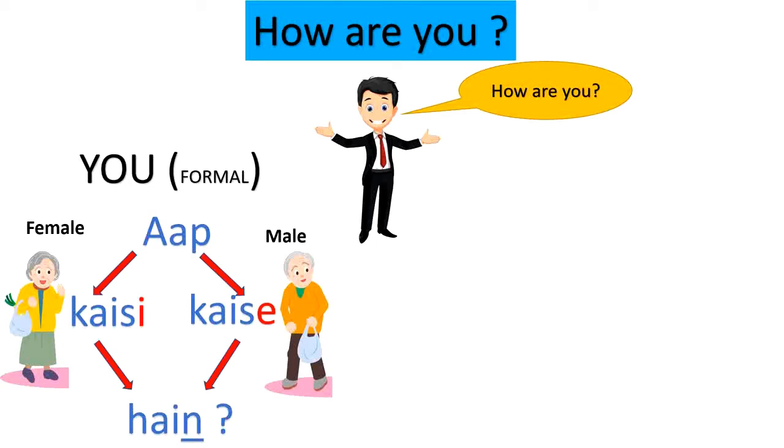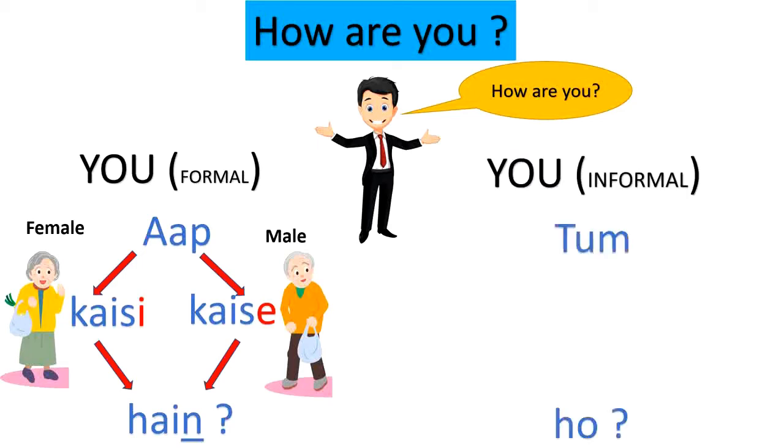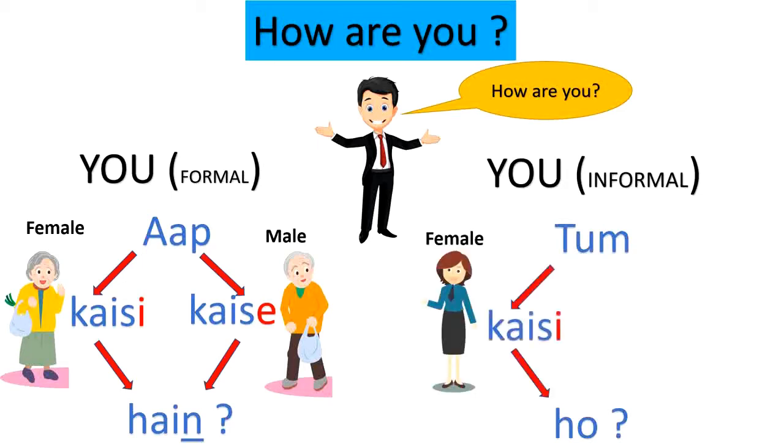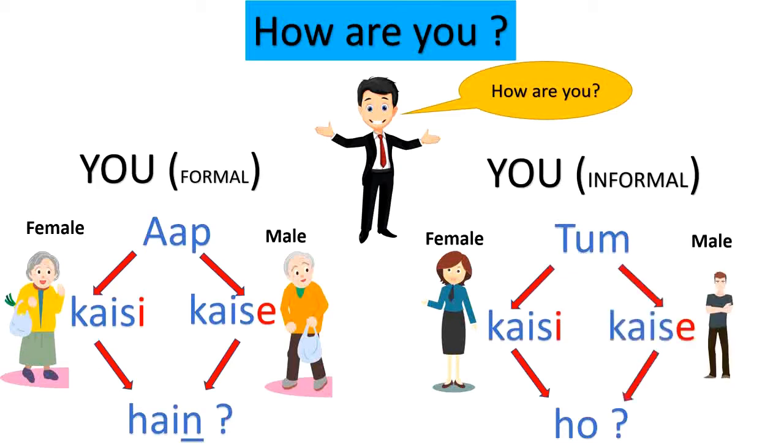Now understand informal conversation with his friends. Informal sentence will be, tum ho. For female, it will be, tum kaisi ho. Similarly, for male, it will be, tum kaise ho. So, can you see how are you is said in 4 different ways in Hindi.